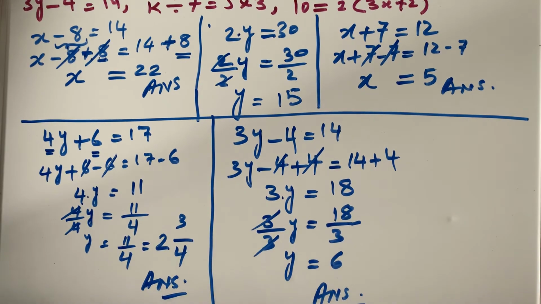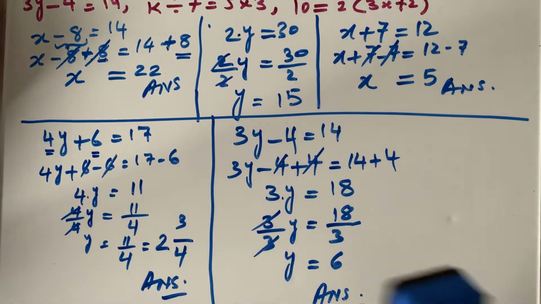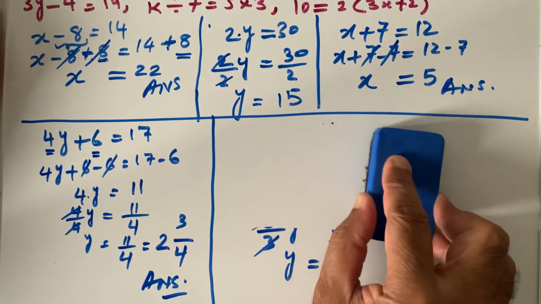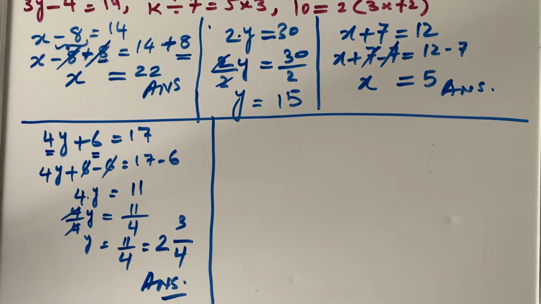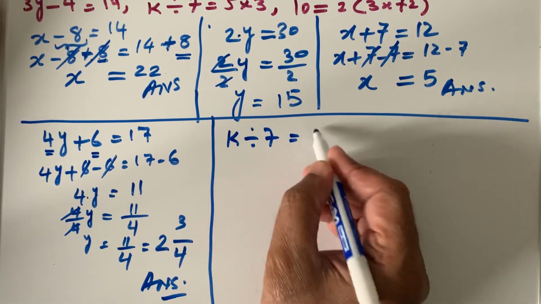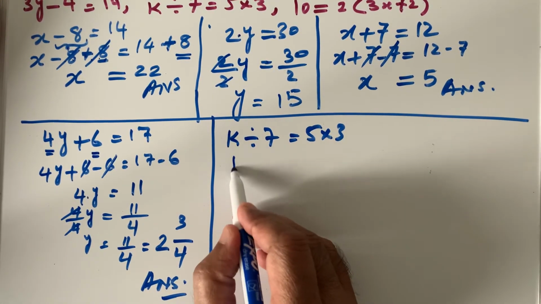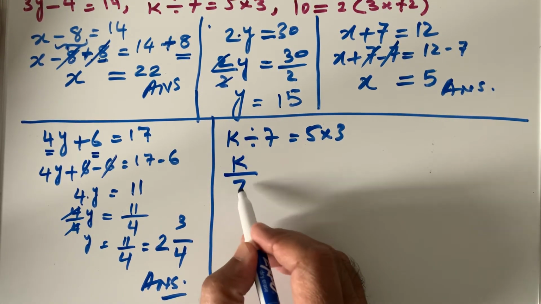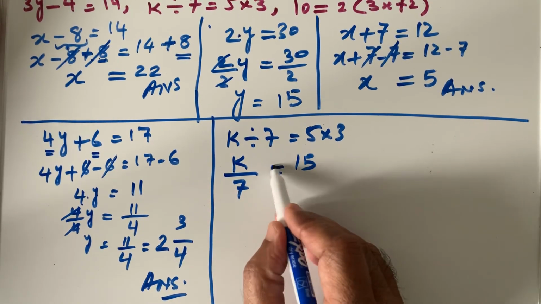I will now repeat the next 2 questions with the same methodology, but you need to pay attention, right? So now we will do the next question. Please pay attention. So k divided by 7 is equal to 5 times 3. I can write this equation as k divided by 7 is equal to 5 times 3, which is 15, right?